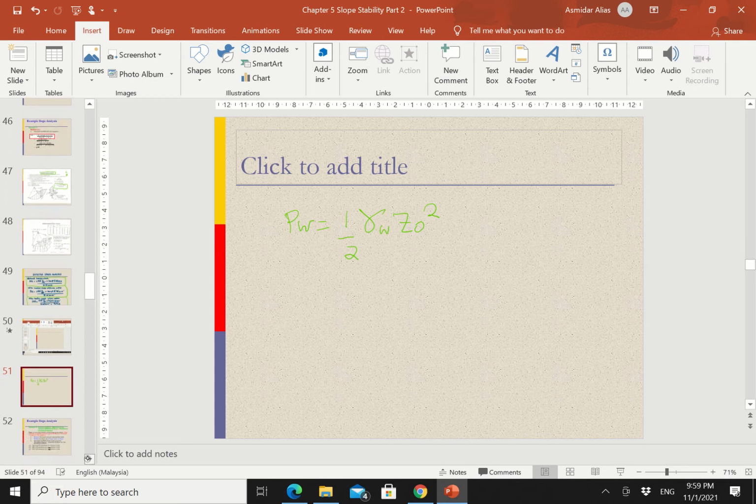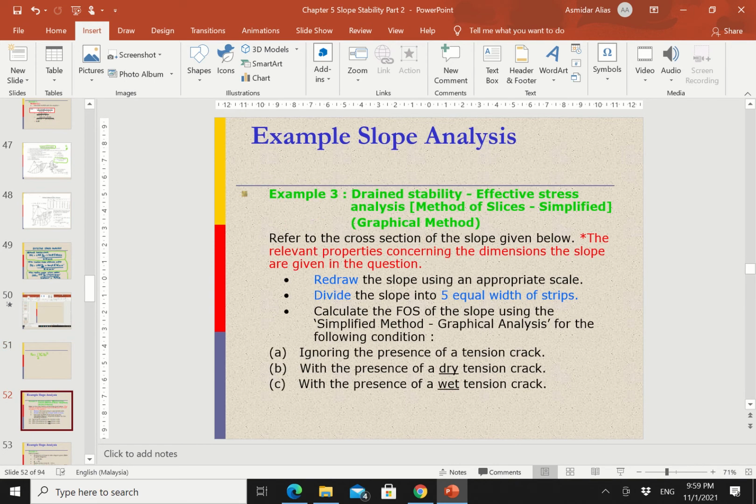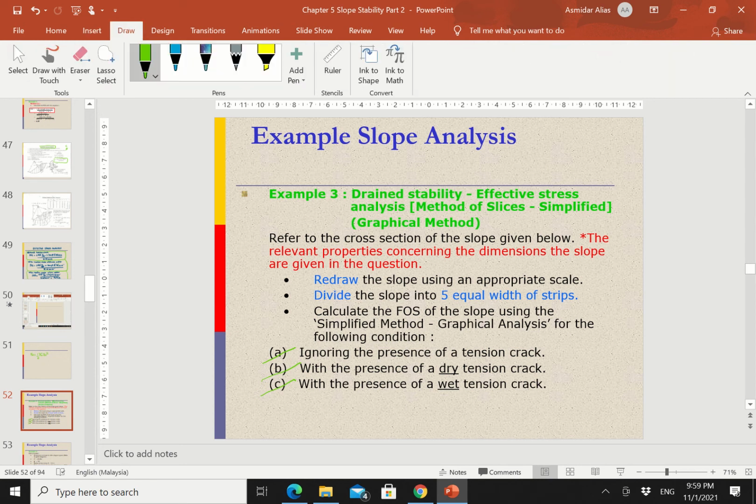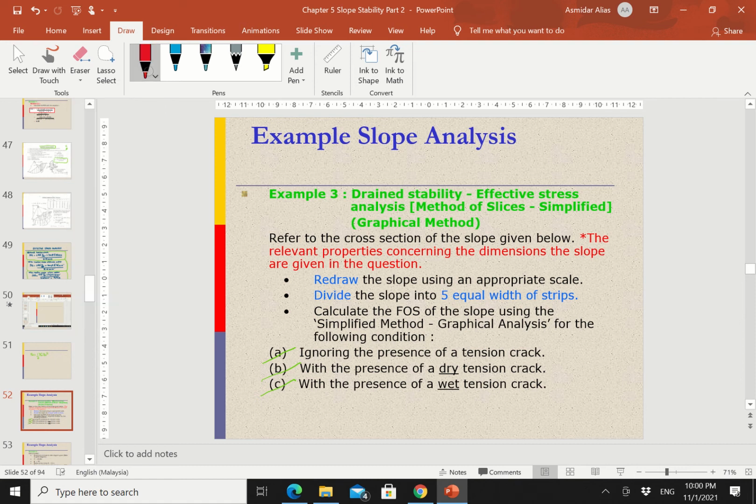So next we need to look at the example for this particular problem. As I have mentioned before, the possible cases are ignoring the presence of tension crack, with the presence of dry tension crack, and with the presence of wet tension crack. That is another way to describe with tension crack without water, and with tension crack with water.